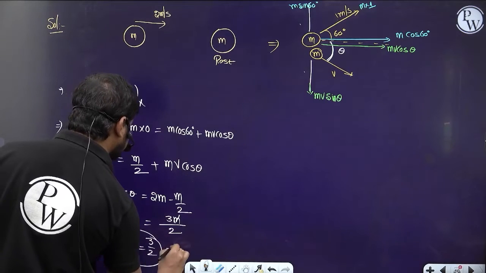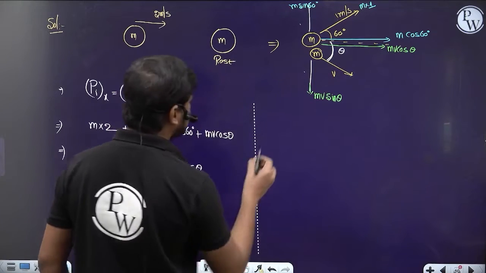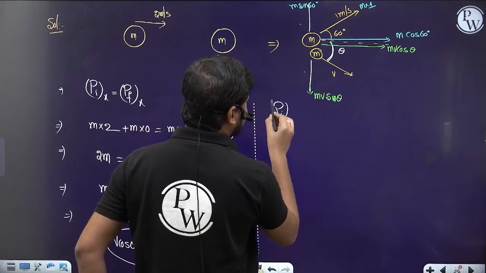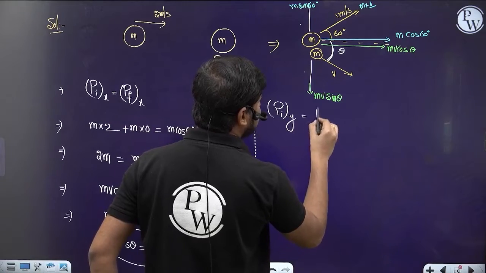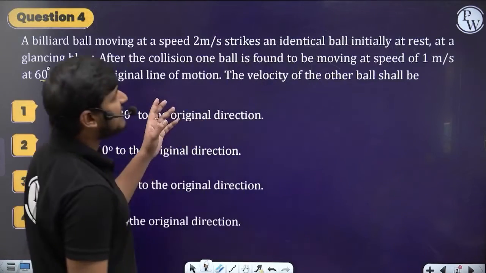Just understand the procedure, guys. Okay, so then let's take equation 2. The initial momentum in the y direction should be equal to the final momentum in the y direction, because the collision is elastic, right?